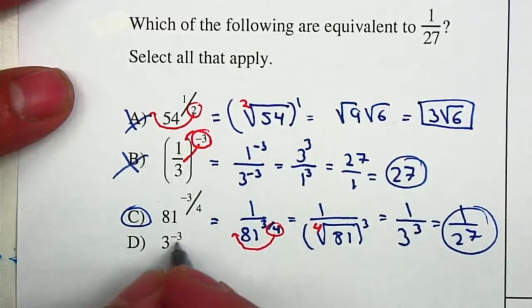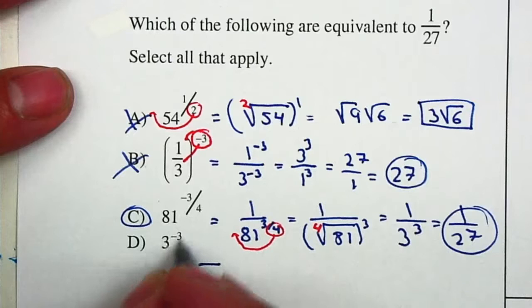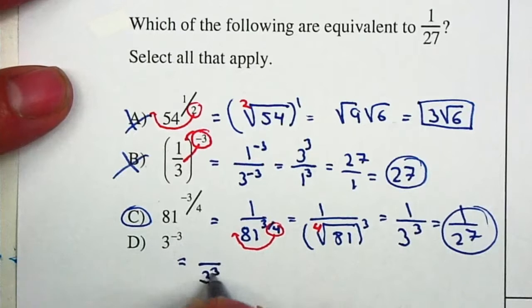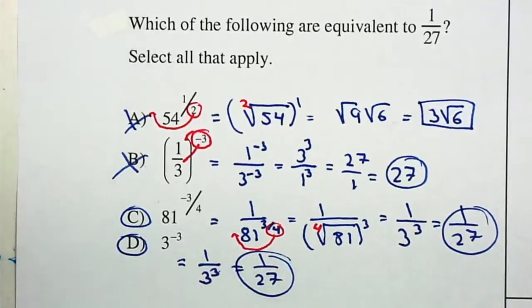Letter D. Whenever you have a negative exponent, remember, it does not make a negative number, it makes a fraction. So you want to bring this to the denominator. There's nothing on the numerator, so there's a 1. 3 to the third power will be 27. So therefore, that's also equivalent.